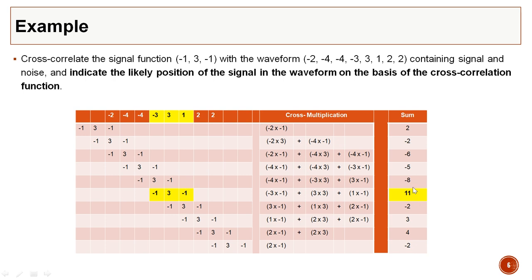We can see that we get a very high positive value of 11 when we have the signal function at this lag, at this time shift. So this is the likely position of the signal in the waveform. Okay.